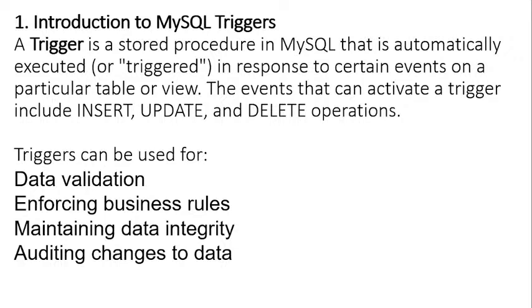Triggers can be used for data validation, enforcing business rules, maintaining data integrity, auditing changes to data. So what we call trigger is a kind of a reaction. You are writing a code that tells the database, if there is any change on you, do this. That is what trigger is. You are telling the database, if anything happened to you, do this. If there is a new input, do this. If there is an update, do this. If someone deletes something from here, do this.